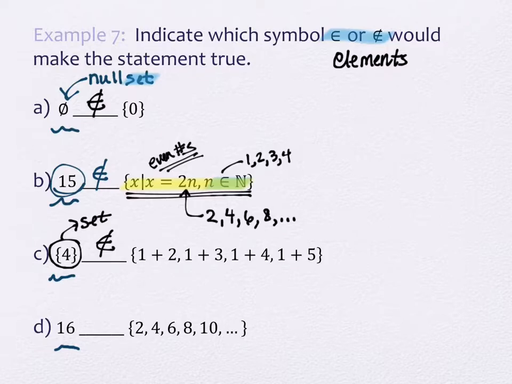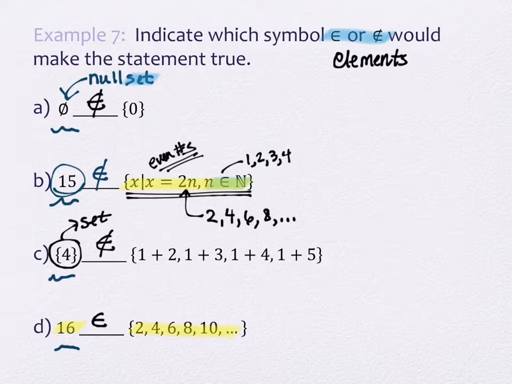Let's look at D then. Okay, so on D, it actually writes it in a listing method. What do you notice about these numbers? They're the even numbers, right? And what number are we comparing to see if it's in the set on the left? An even number. So is 16 an element of what comes next? Yes, it is.